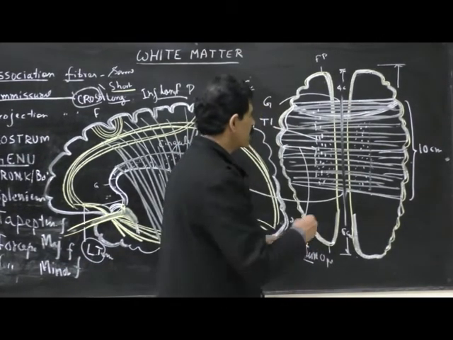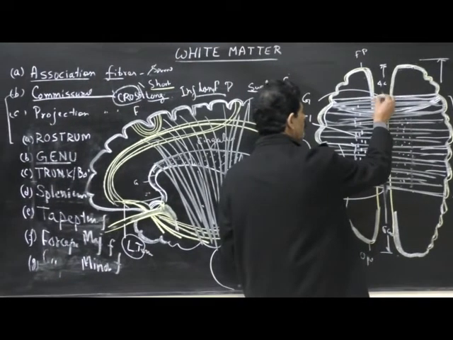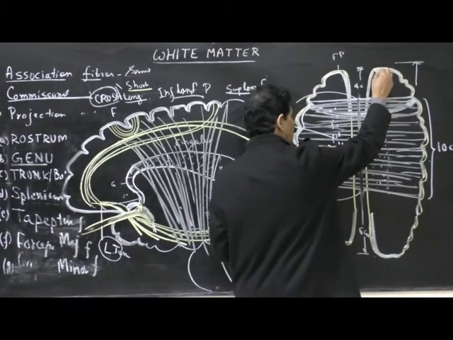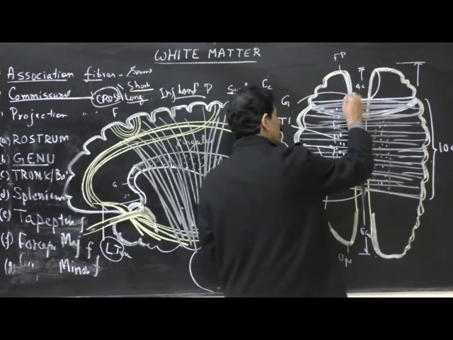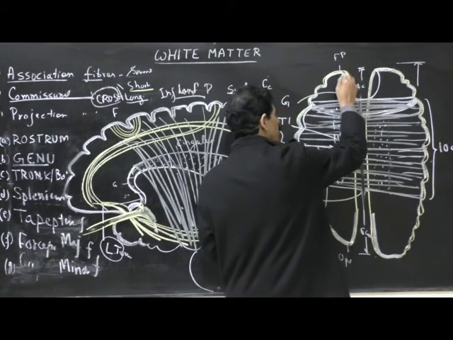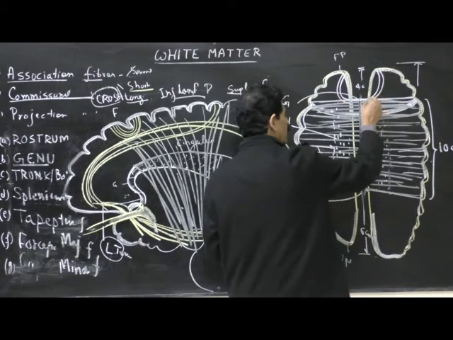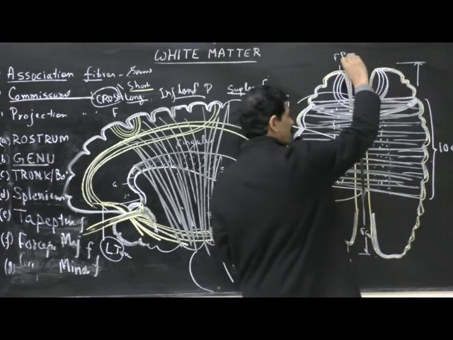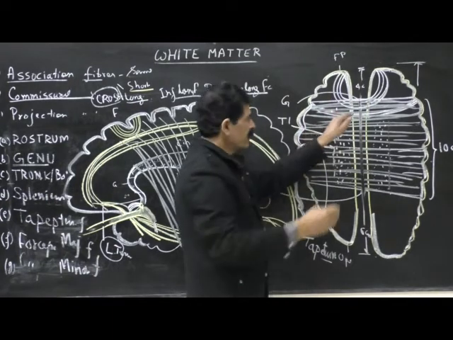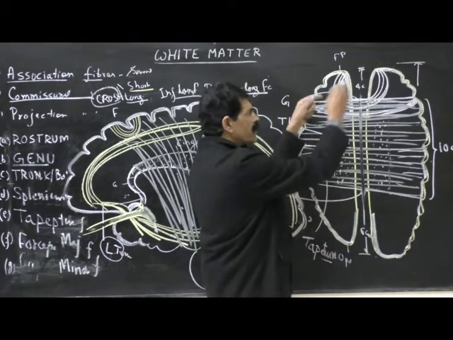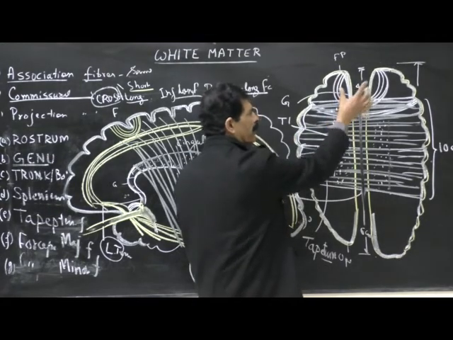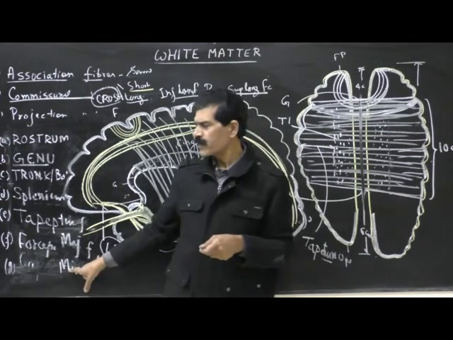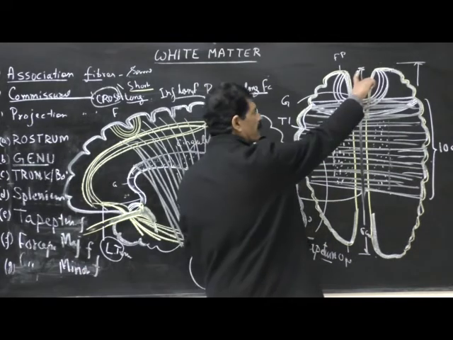Forceps major and minor are fibers. The forceps minor fibers come from the anterior part, the genu of the corpus callosum. They join the frontal pole of the right side with the frontal pole of the left side. So these are the fibers from the genu, and as they go to the frontal poles, they appear like the prongs of a forceps. Because of this appearance they are called the forceps minor, because they are only 4 centimeters long.